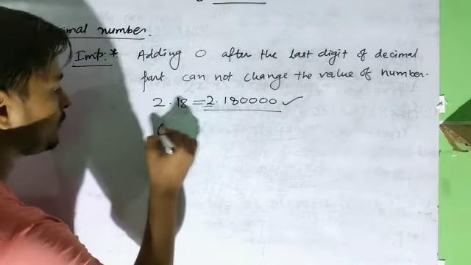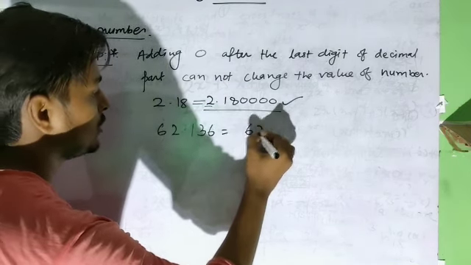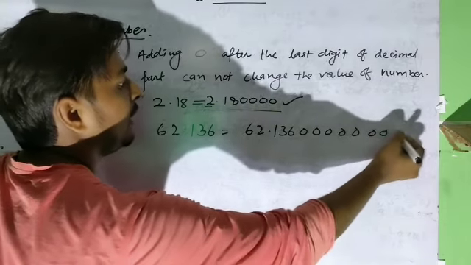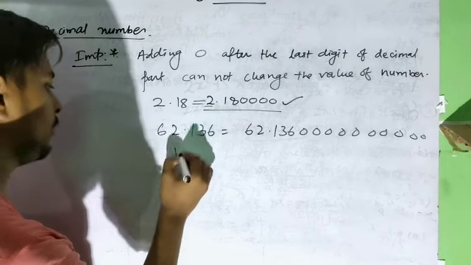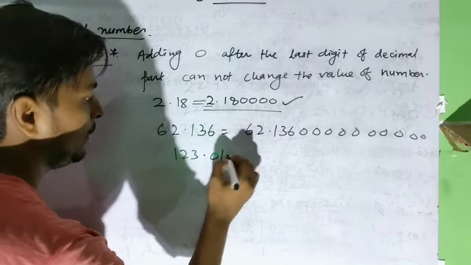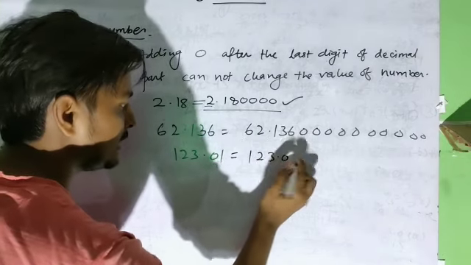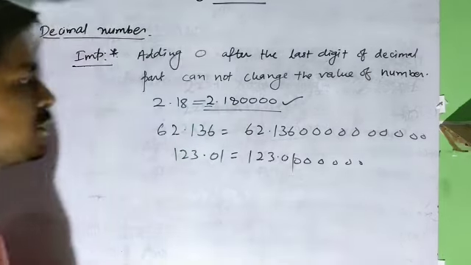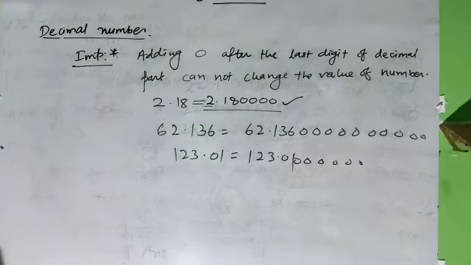Suppose 62.136 is equal to 62.136 with zeros added. How many zeros can you add after the last digit? This is the last digit. Suppose 123.01, so this can be written as 123.010. This is the last digit 1. So after this you can extend as many zeros as you like. So this is a very important point.